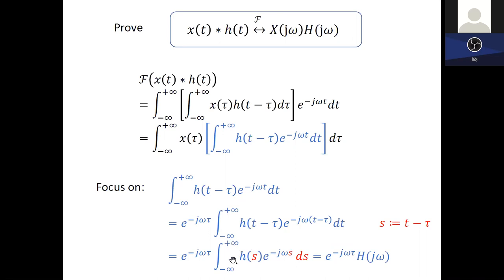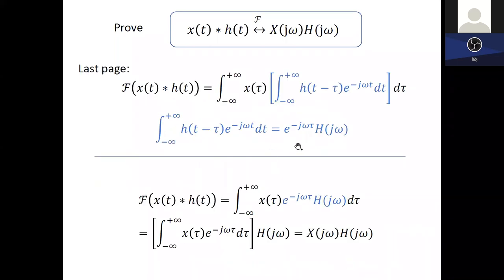And what is this integration? It's h of s exponential minus j omega s ds. But if we change everywhere from s to t, the integration itself does not change. It's still the same function of omega, which is the capital H of j omega, the Fourier transform of h. So the blue part turns out to be capital H multiplied by exponential minus j omega tau. We apply this result on the last page, replace the blue part in the square brackets with this result, exponential minus j omega tau times capital H. Then we have this, right?